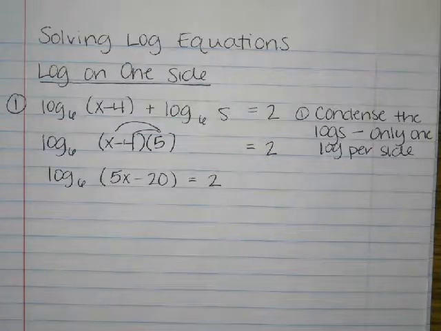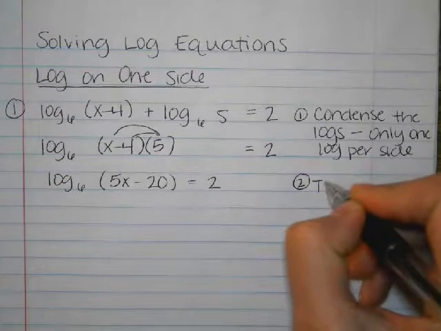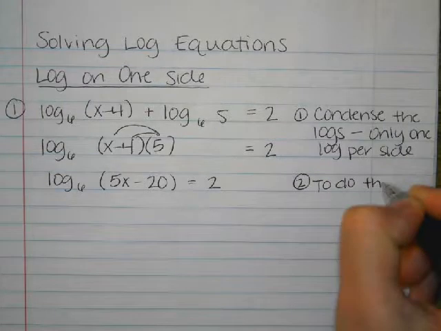Now at this point, if we were good at letting our brains think in terms of logs, then we could solve this the way it looks right now, but most of us are not good at thinking in logs. Most of us would probably want to get rid of the log as quickly as we could. So to get rid of the log, we have to undo it. Do you guys remember what the inverse of a log is? Exponential. Yeah, so step 2 is to do the inverse of the log.